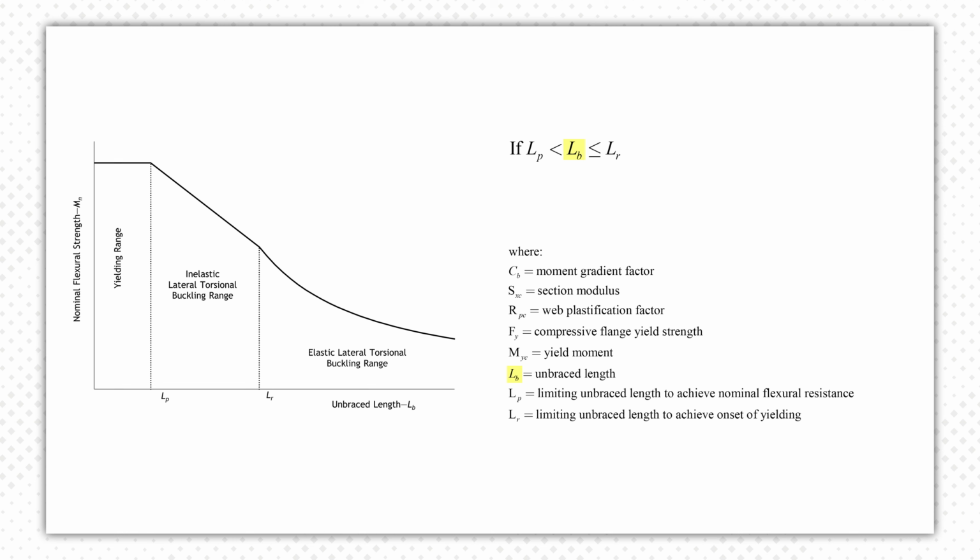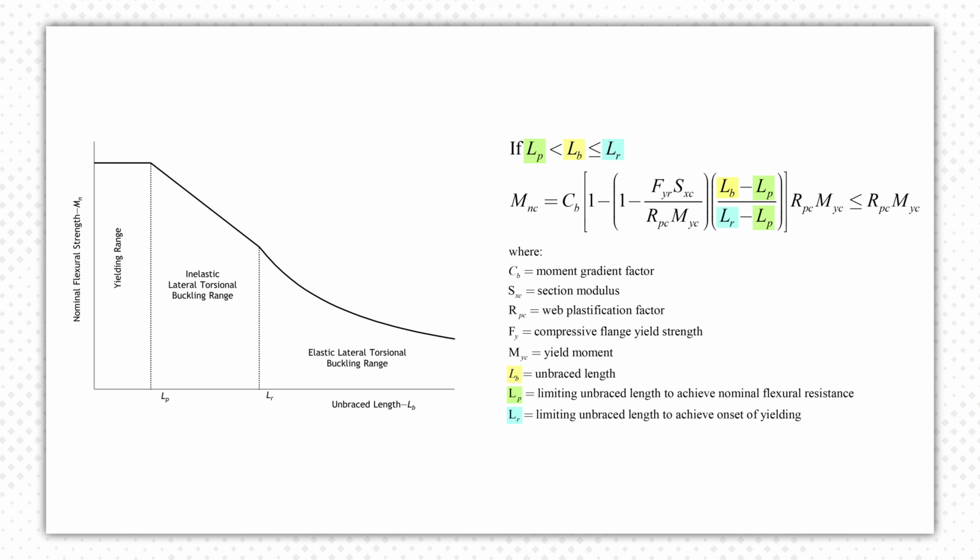When the brace spacing L sub B is between L sub p and L sub r, we use the following equation to determine the flexural resistance of the beam. This is a function of the moment gradient factor, section modulus, web plastification factor, yield moment, brace spacing, and cutoff lengths for inelastic and elastic behavior. This equation can be overwhelming at first glance, but taking one term at a time, we can work our way through it.